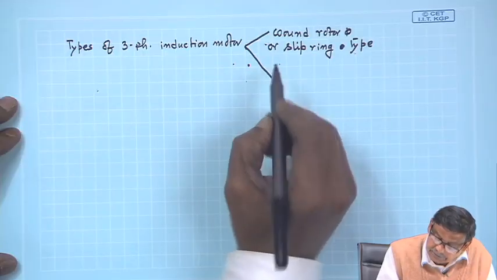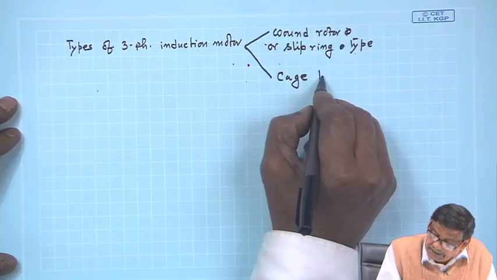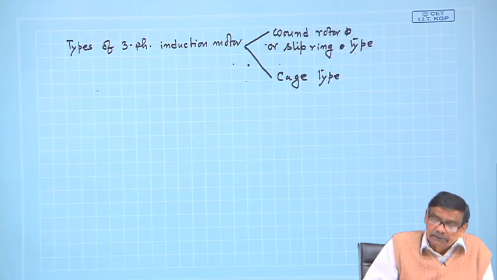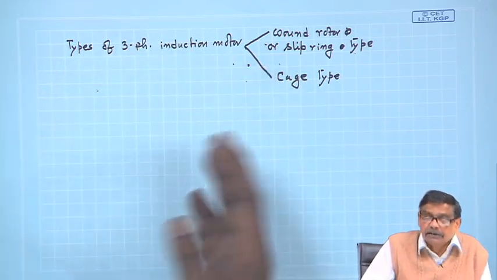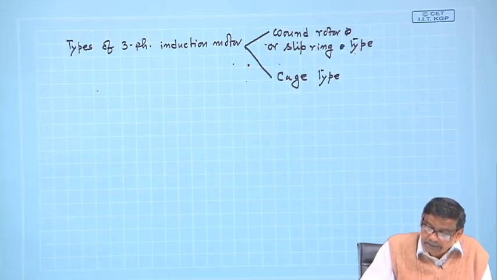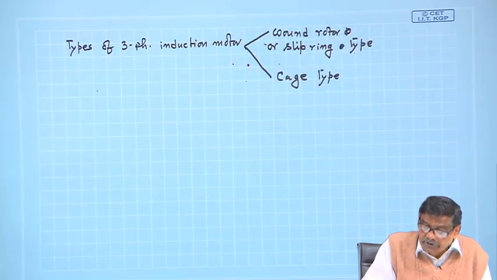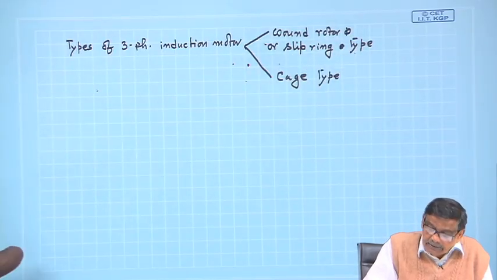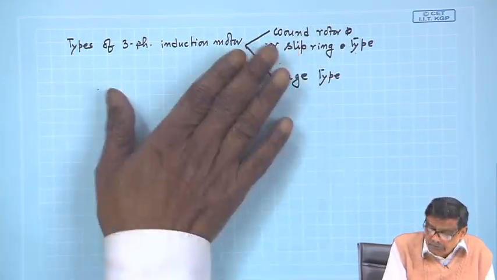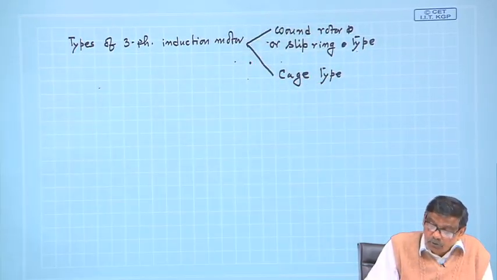And another is what is called the cage type rotor. It is based on the rotor. These induction motors are classified into two groups. One is called wound rotor type and slip ring type. Some changes in the rotor only. The stator of course houses a balanced 3-phase winding in both the cases, but it is in the rotor that something is different. There is a difference between these two kinds so far as the rotor is concerned.